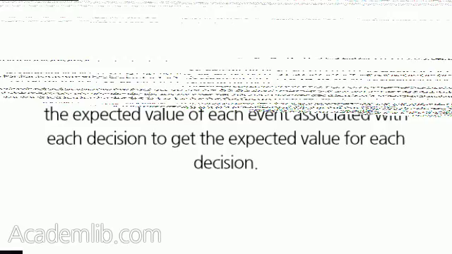Each probabilistic occurrence has 3 possible outcomes: low, medium, or high amounts of rainfall. For each of these events there is an associated payoff. The payoff amount multiplied by the probability of that event occurring is the expected value of each occurrence. In order to evaluate the decisions, we must add the expected value of each event associated with each decision to get the expected value for each decision.